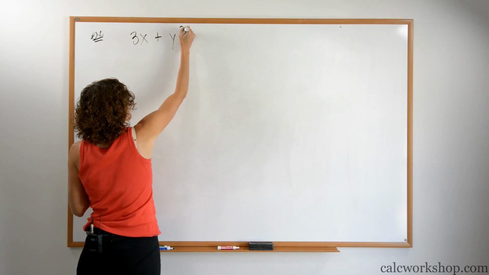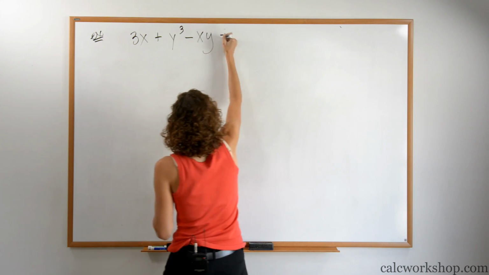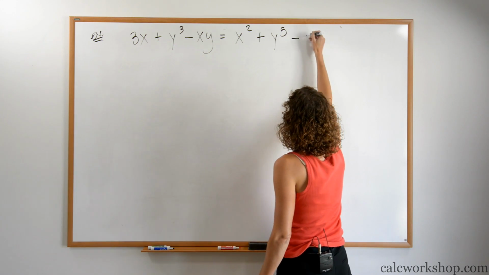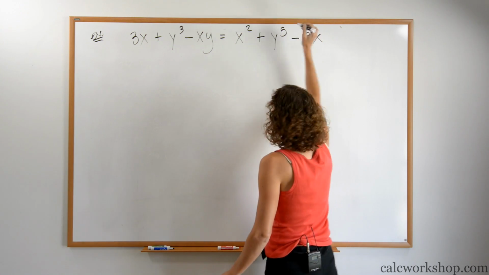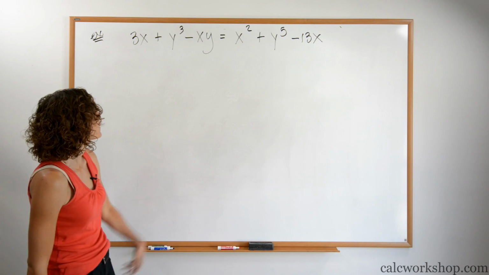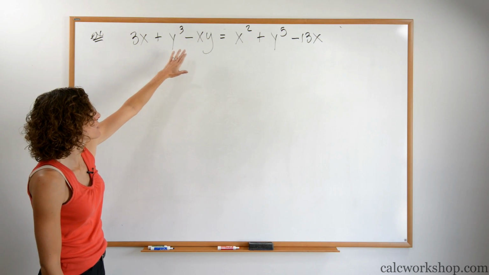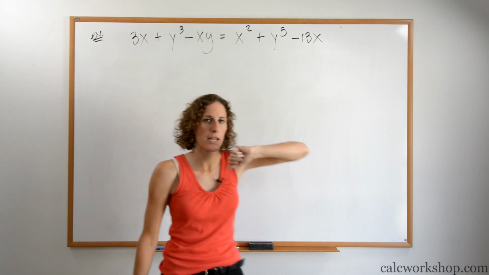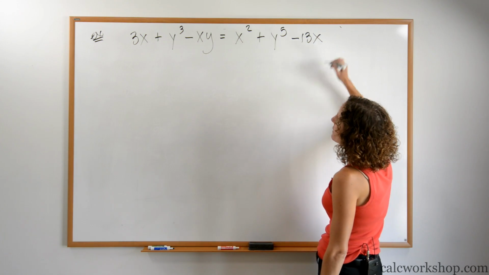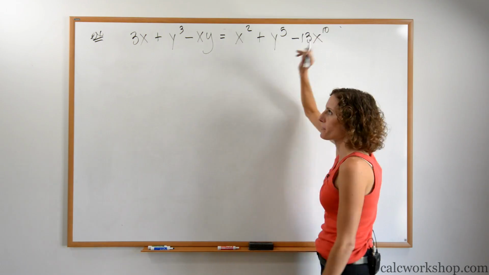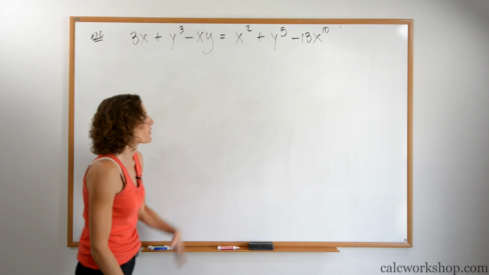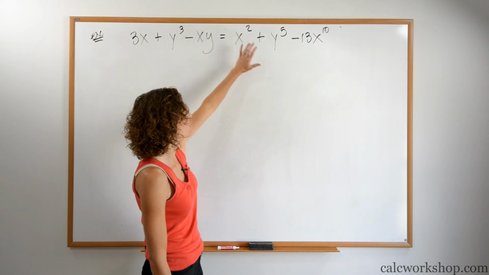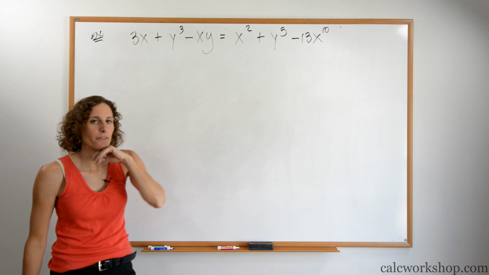3x plus y cubed minus xy equals x squared plus y to the fifth minus 13x. You know what? I'm going to change this just a little bit to negative 13x to the 10th. That way we're keeping everything a little bit different and a little bit separated so we can't move one over. So here we go again. 3x plus y cubed minus xy equals x squared plus y to the fifth minus 13x to the 10th.